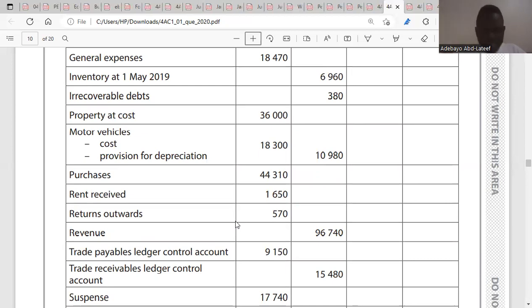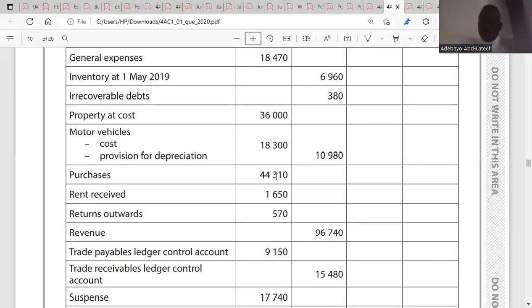Return outwards. That is sale or purchases returns. Return outward. What you purchase, you are returning it. So if purchases is on the debit side, purchases returns will be where? The credit side. Do you get it? I will explain again. There's purchases, right? Purchases is here, 44,310. Purchases is a debit balance.